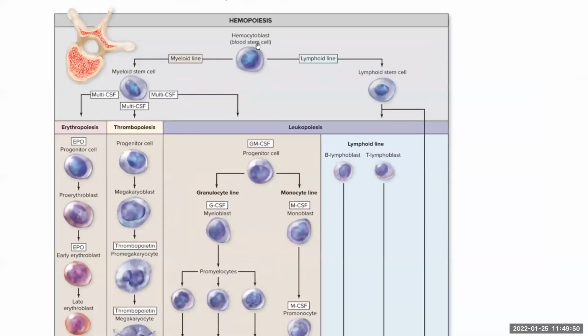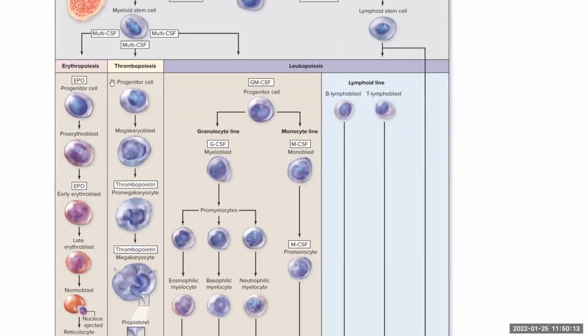So let's take a quick peek here. Here's our hemopoiesis flow chart. We start off with our pluripotent stem cell, the hemocytoblast, and then it can differentiate into one of two lines. The lymphoid line, which makes T and B lymphocytes, and then the myeloid line, which turns into everything else.